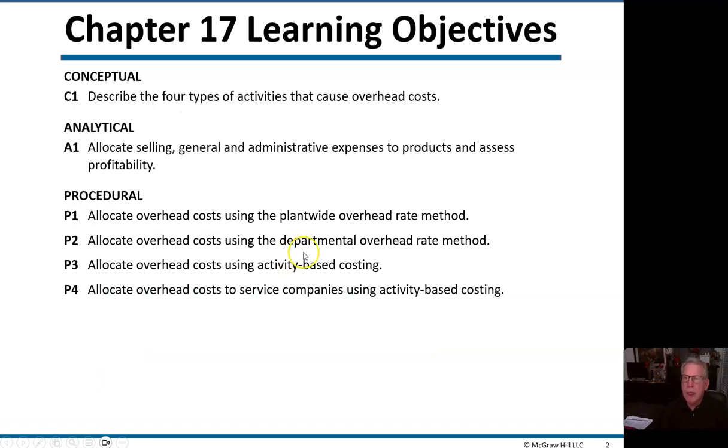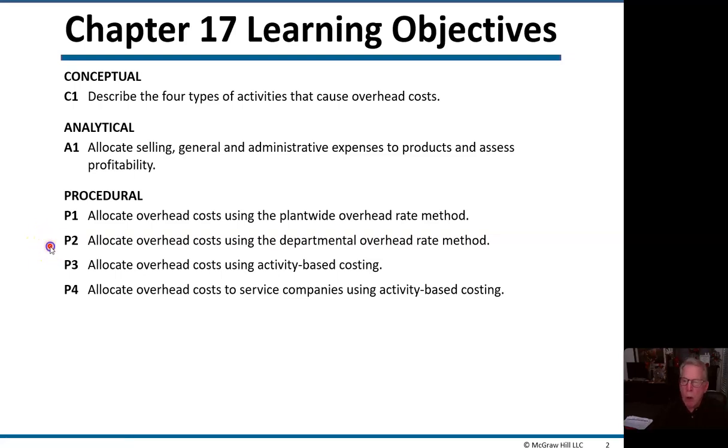Okay, so here, there's 4 types of activities that cause overhead costs. Here, we're going to look at how we allocate selling, general and administrative, G&A, expenses to products and assess product profitability. And procedurally, we're going to allocate overhead costs using the plant-wide overhead rate method, which we discussed previously. And that was the overhead rate where we calculated one overhead rate.